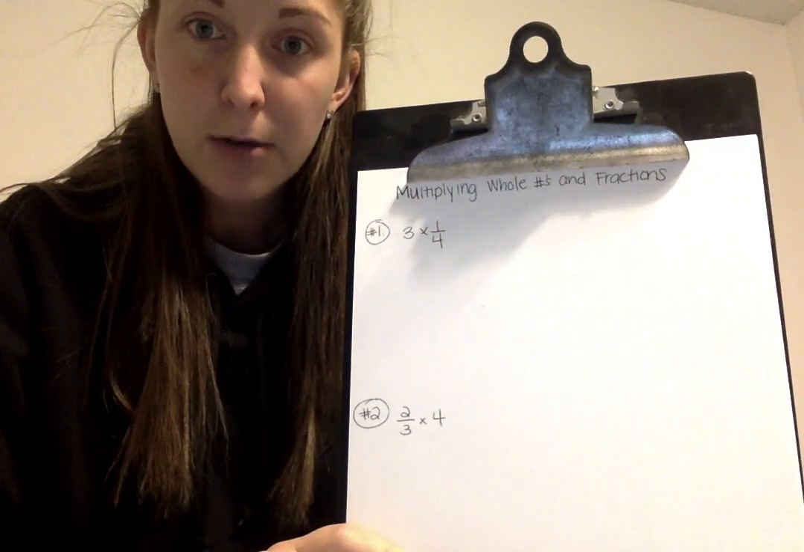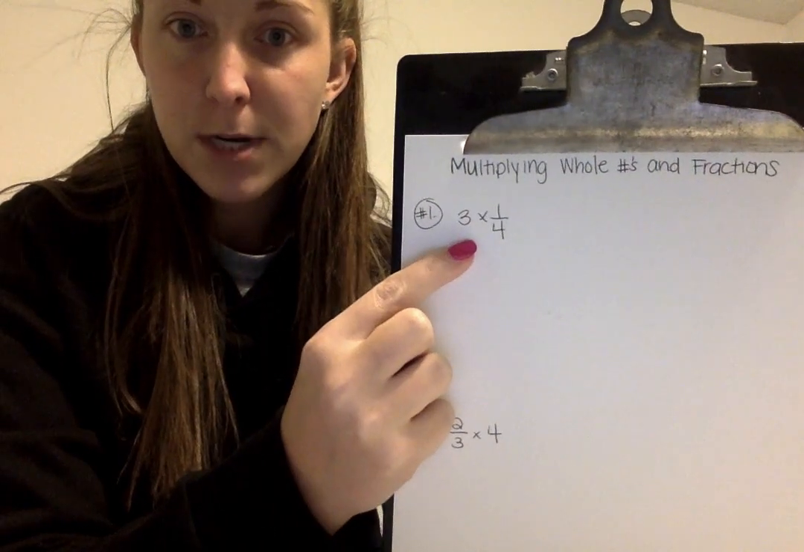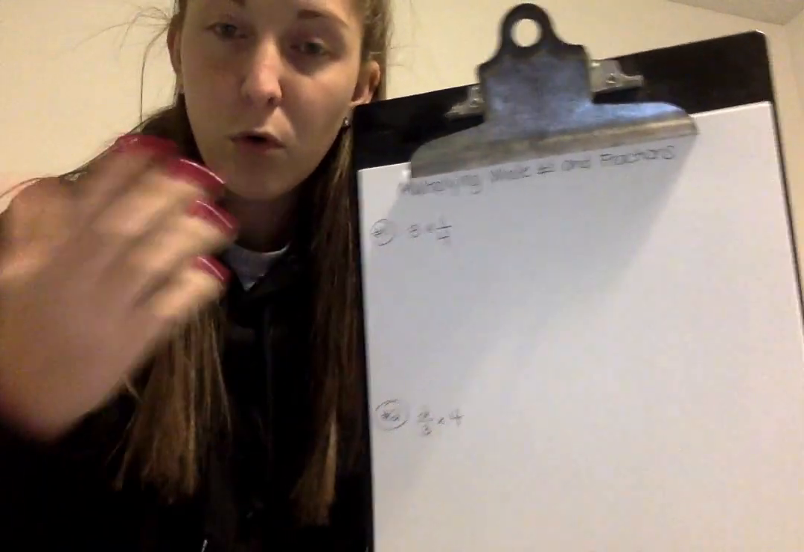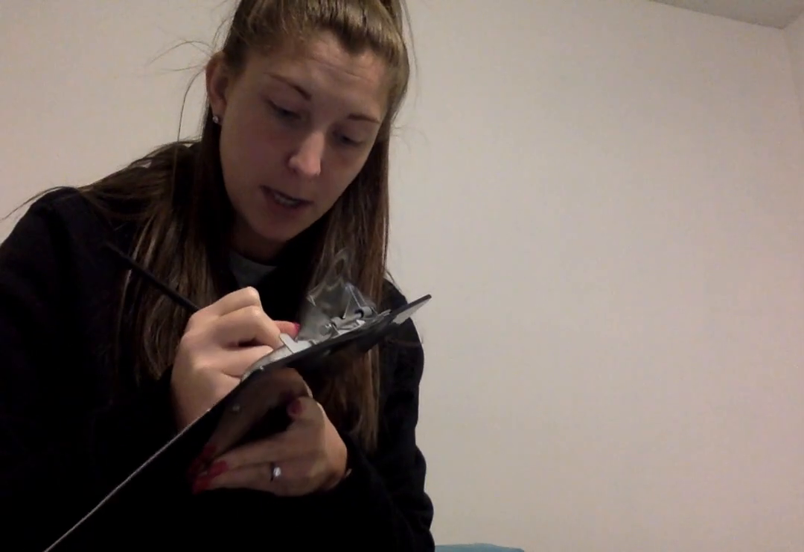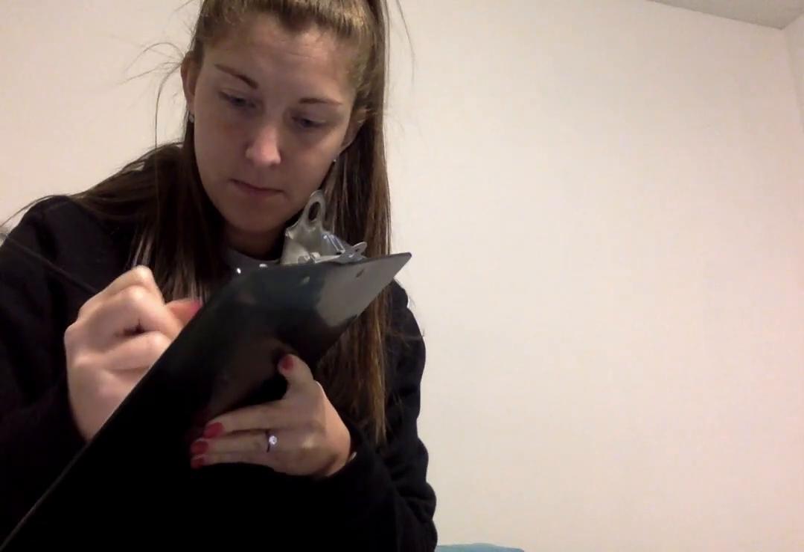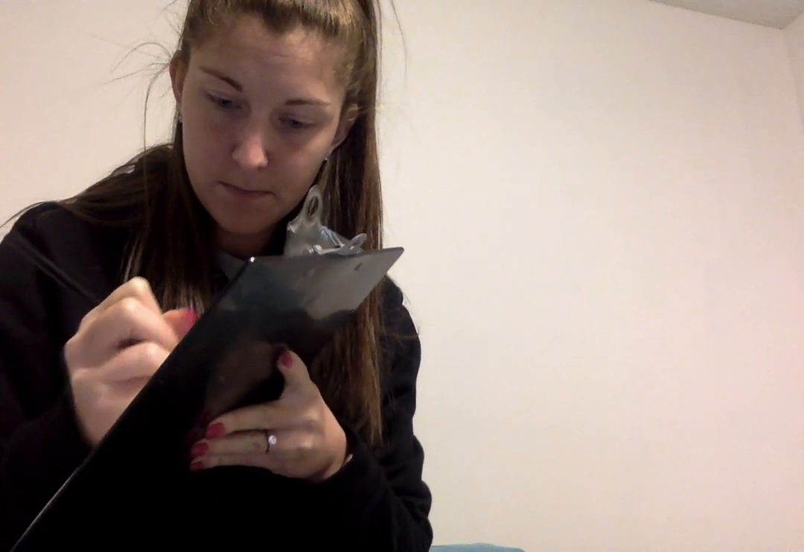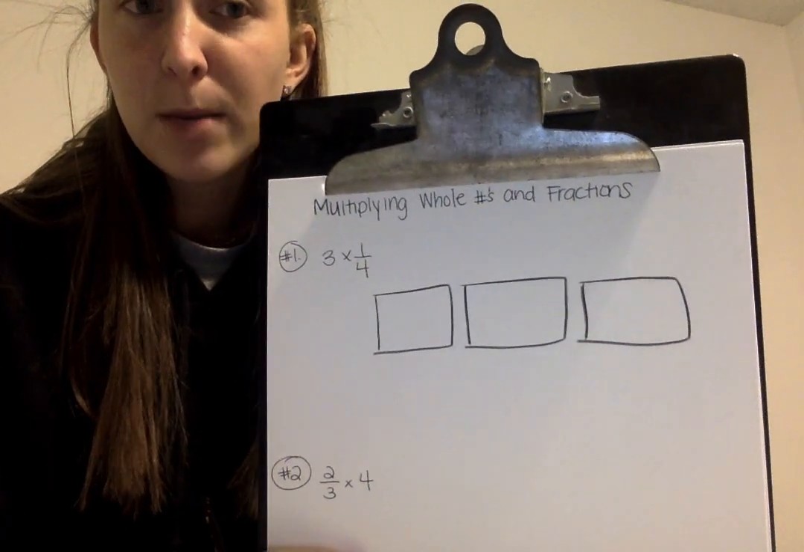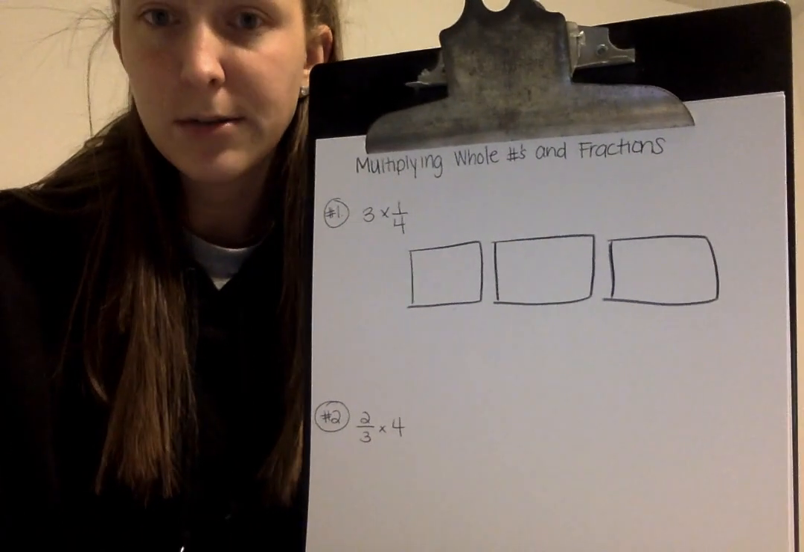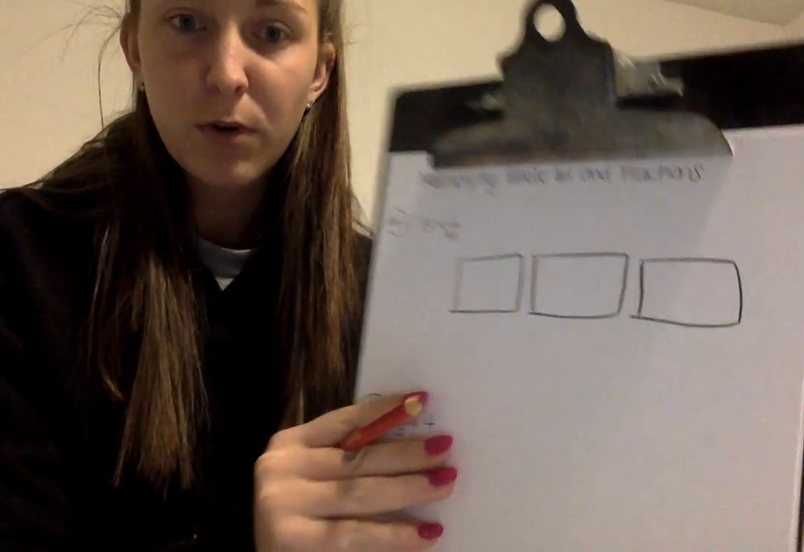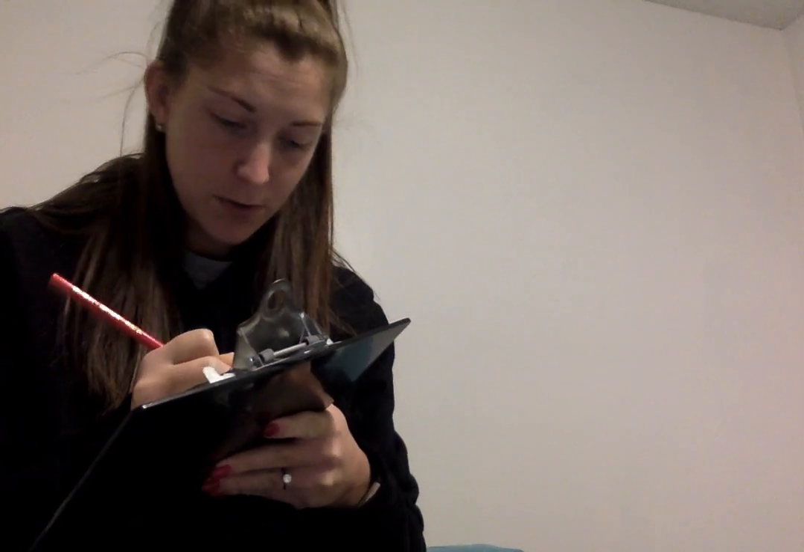One, we're going to draw a model. So the first problem here is 3 times 1/4. In order to represent that model, I have to draw 3 circles, rectangles, whatever it is. I'm going to choose to draw 3 rectangles this time. There are my 3 rectangles. And how many pieces do I have to break each of those rectangles up into? Well, I have to look at my fraction. My fraction is 1/4, so I have to break it up into fourths.